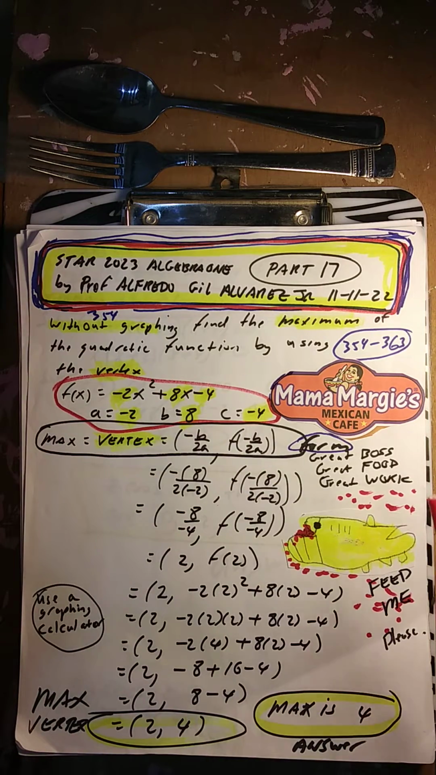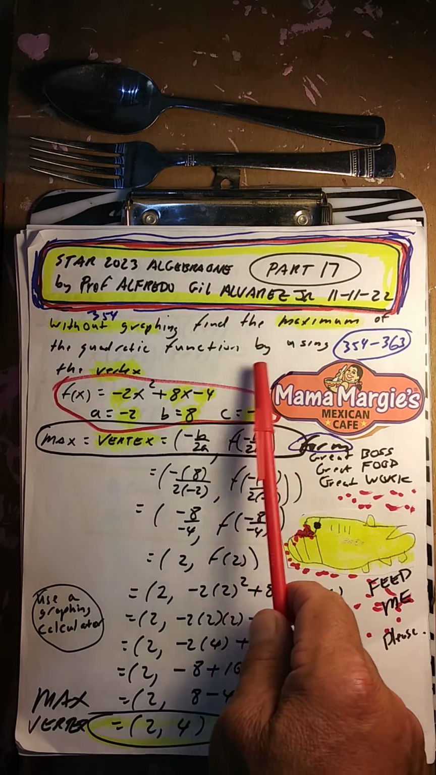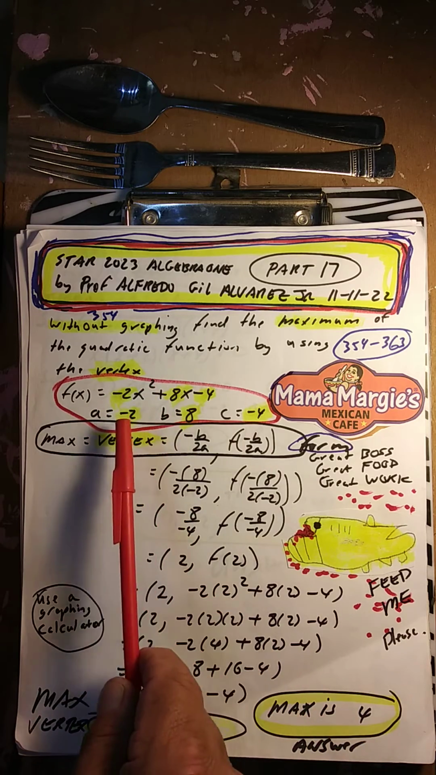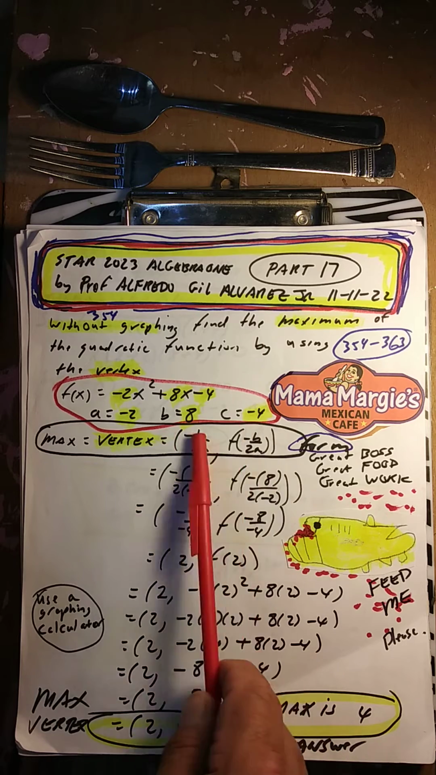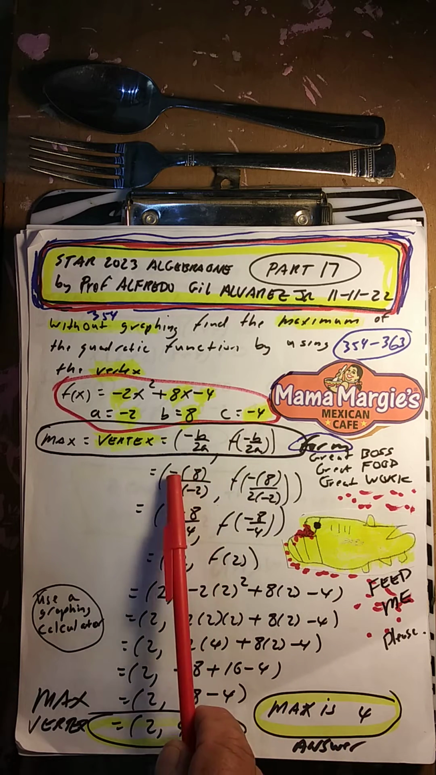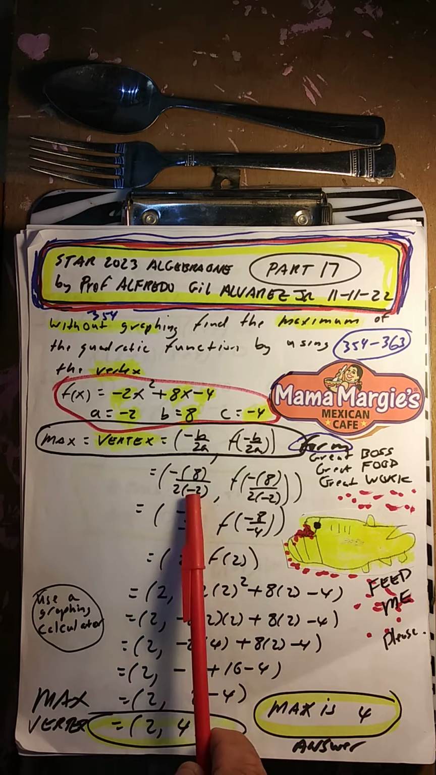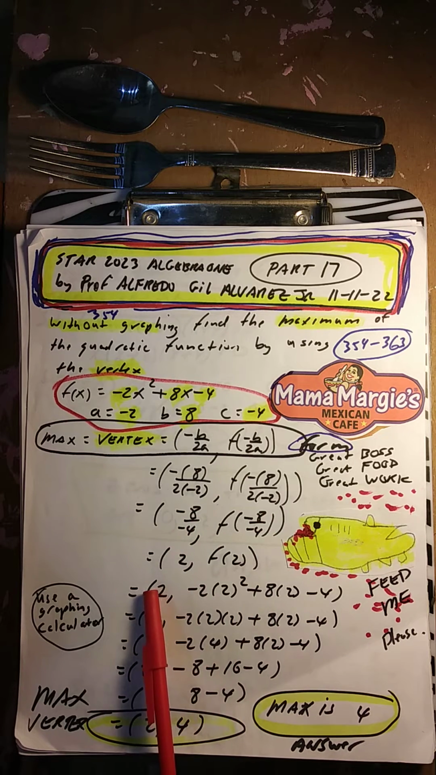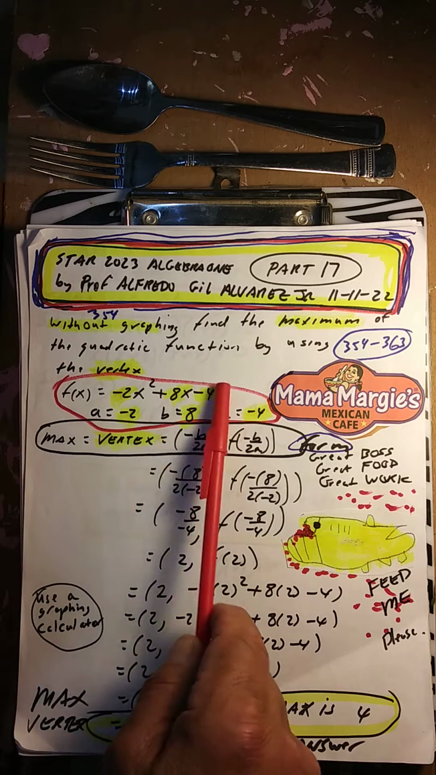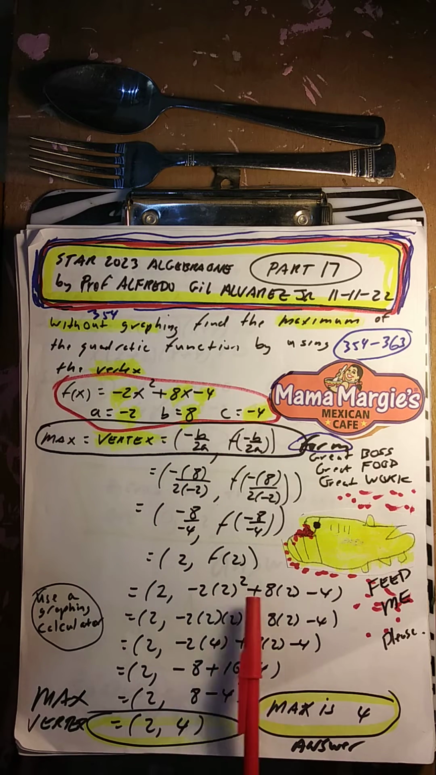Alright, without graphing, find the maximum of the quadratic function by using the vertex. There's A, B, and C. The vertex formula is right here, so I'm going to put these numbers in here. Negative 8, 2 times that, negative 8 over negative 4 is 2. Same thing over here. So we have 2, and then f of 2. F of 2 means put it back in the original problem. Put the 2 there, put the 2 there.